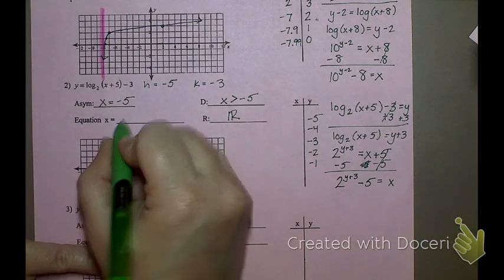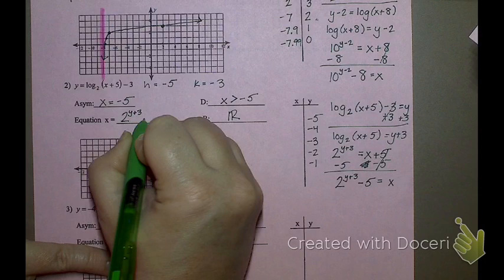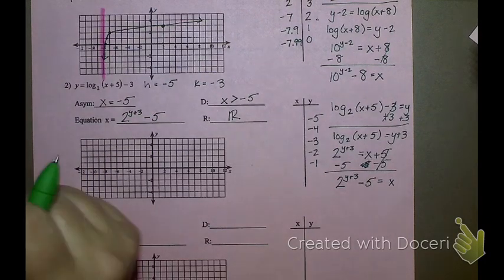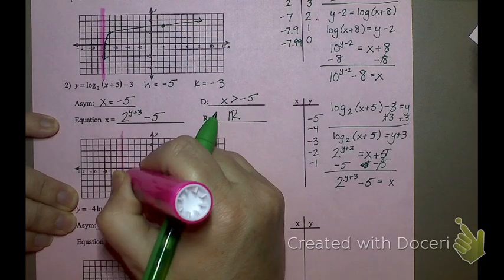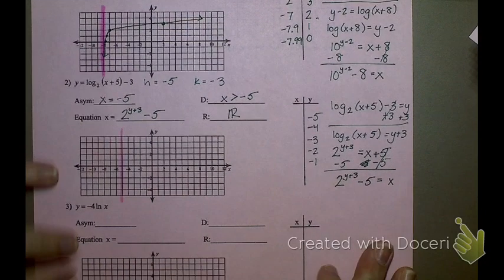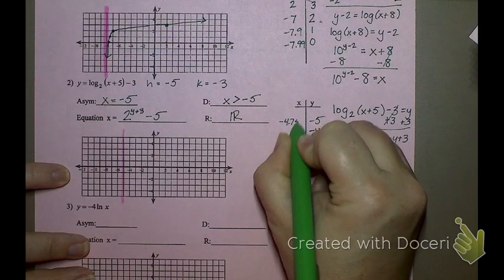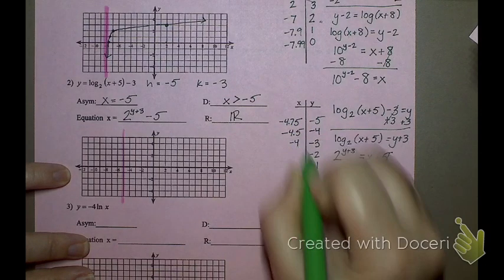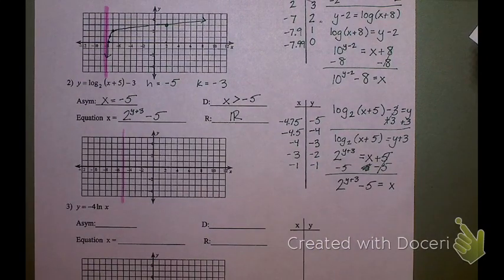So what do I put up here? 2 to the y plus 3 minus 5. All right, where's my asymptote? It's at -5. So that's going to be right there. To save a little time, I'm going to go ahead and fill this in for you. -4.75, -4.5, -4, -3, -1.